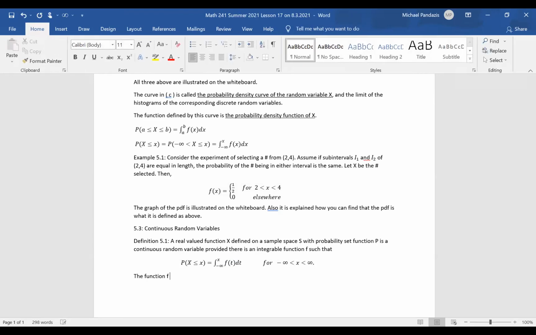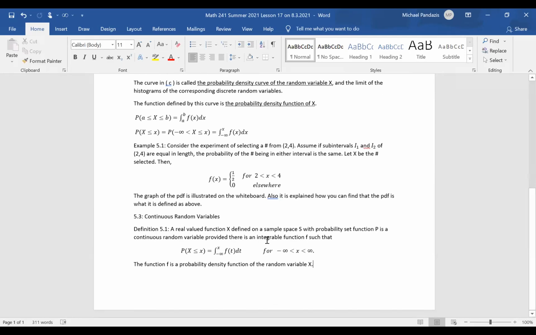The function little f is a probability density function of the random variable capital X. Okay, so this is the definition. A real valued function capital X defined on a sample space S with probability set function P is a continuous random variable.